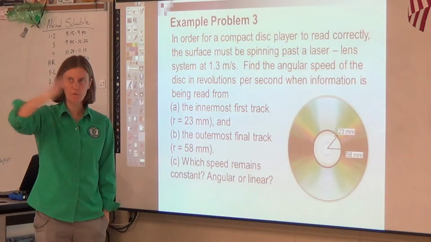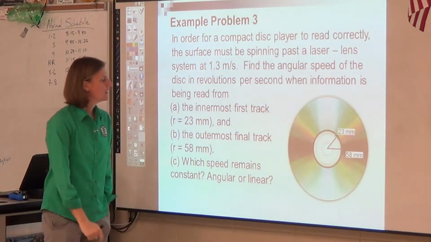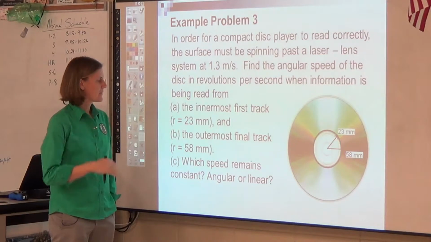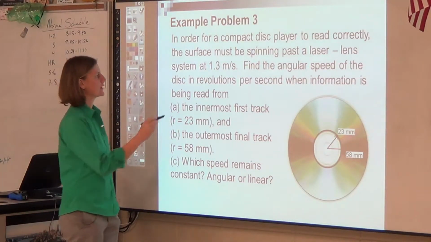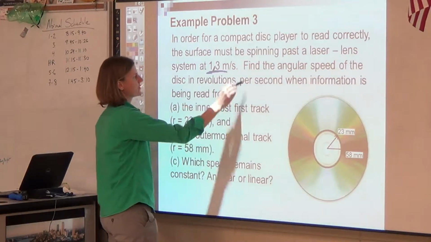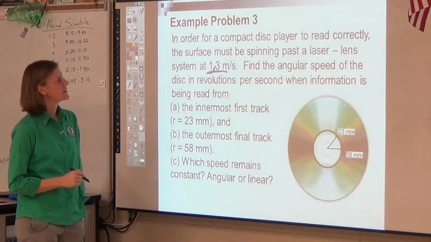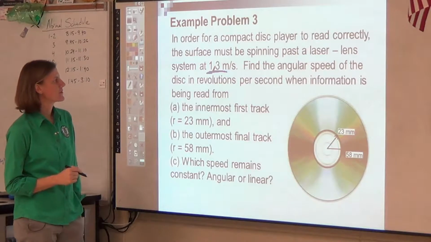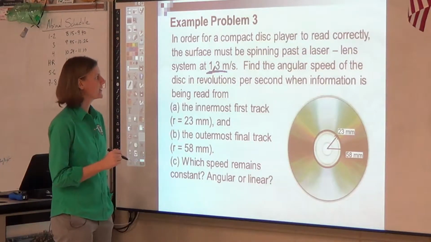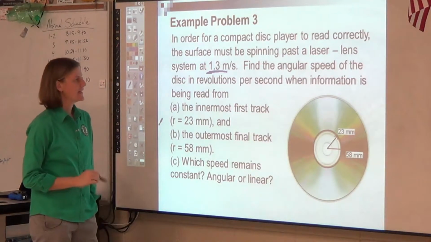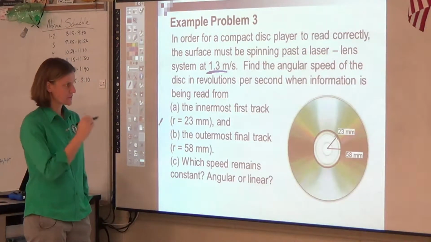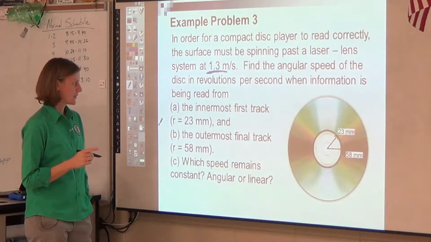So last class, we talked about rotational kinematics and how they related to some of the linear terms. This problem right here is a good example of relating rotational to linear through the marching band equation. It says in order for a compact disc player to read correctly, the surface must be spinning past a laser lens system at 1.3 meters per second. That would of course be a linear speed.